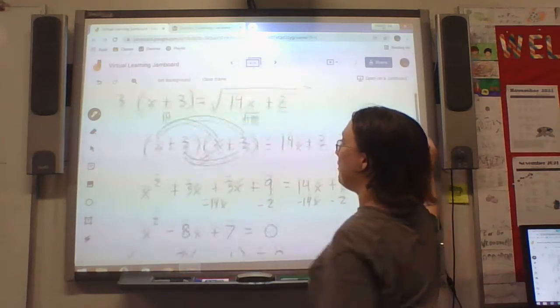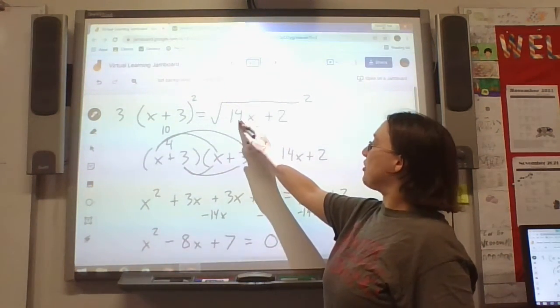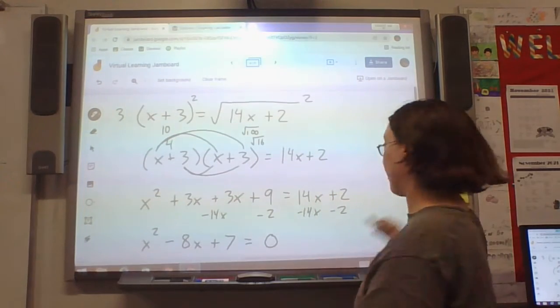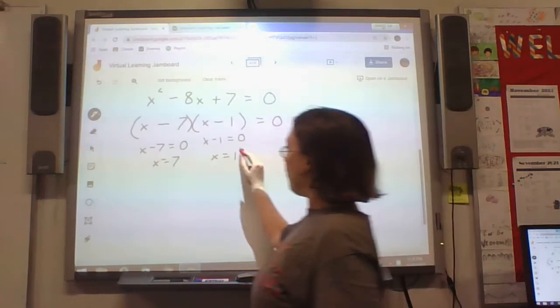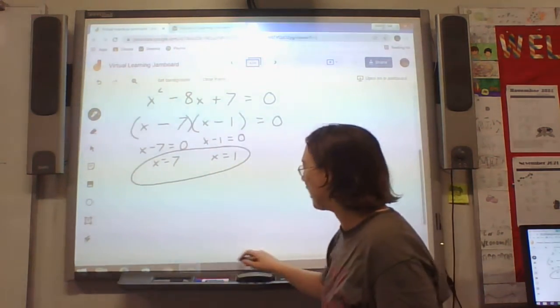And then if we plug in 1, 1 plus 3 is 4. 1 times 14 is 14, plus 2 gives us 16. Square root of 16 is 4. That one also double checks out. So this one, they both worked. Yay! It's nice when they both work out.